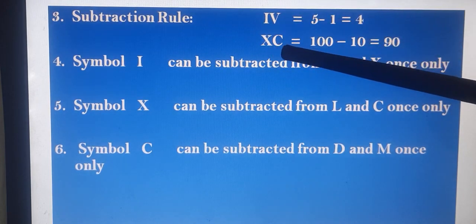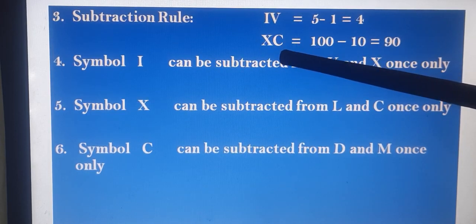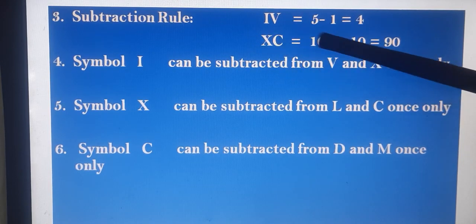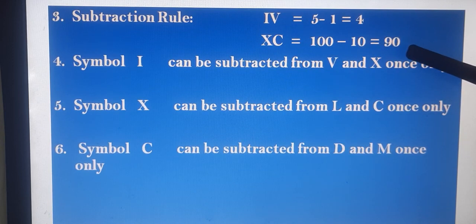Next is XC. Value of X is 10. Value of C is 100. On the left of 100 is written 10. So 100 minus 10 is equal to 90. So value of XC is 90.